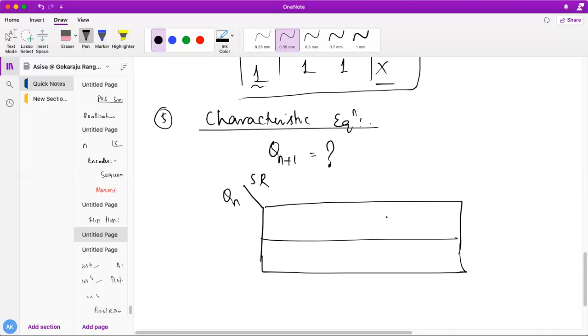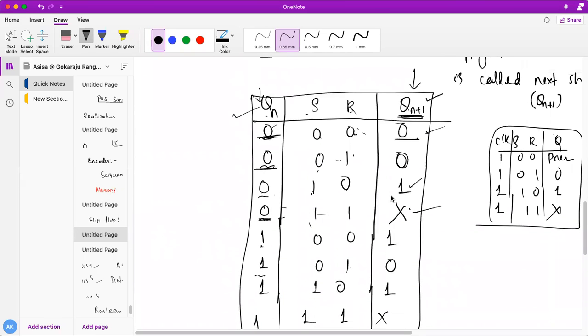So obviously there are 8 possible combinations of cells. So this is my Qn bar and Qn, and this one is S bar R bar, S bar R, SR and SR bar. And we know that the minterm positions are 0, 1, 2, 3, 4, 5, 6 and 7. Now if I put in from this characteristic equation, what is minterm 0? This is my M0, M1, M2, M3, M4, M5, M6, M7.